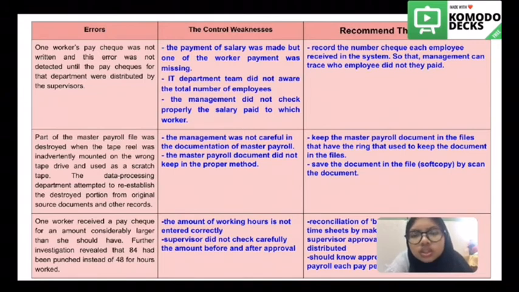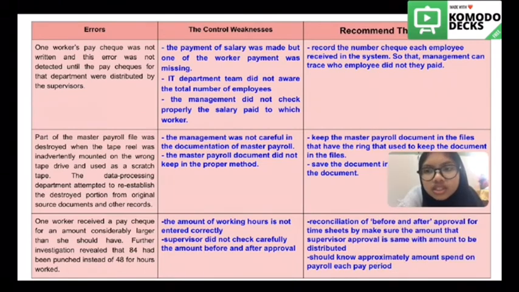The control weakness here is that management was not careful in the documentation of the master payroll. The master payroll document was not kept in a proper method. So for the recommendation, management should keep the master payroll document in a ring file that is used to keep documents, so it will be more systematic. Or management can save the document as a soft copy by scanning it.